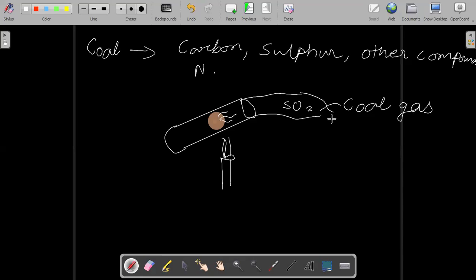So we obtain coal gas. Sir, is it very harmful, right, sir? See, you can't say that everything is harmful. If you inhale it, of course it's harmful, but you should know how to use it. Yes, sir.